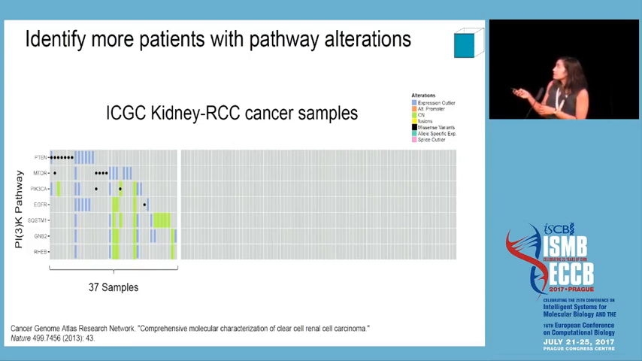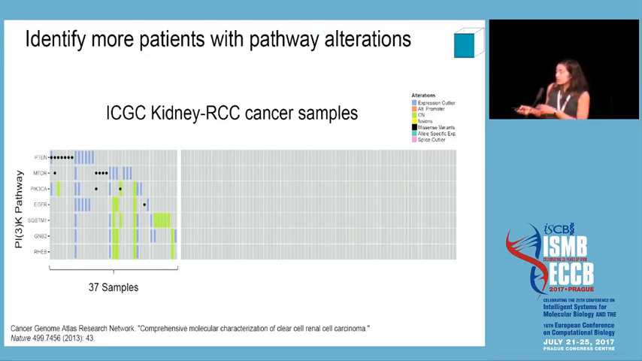Here, this is for our kidney RCC cancer samples. And it's known that the PI3K pathway is recurrently altered and important in kidney RCC. So it's been previously published that missense variants, these dots, expression outliers, these purple bars, and copy number here are important alterations in the PI3K pathway.